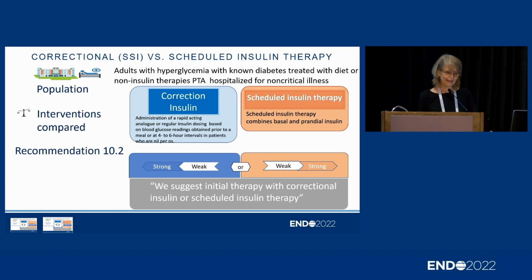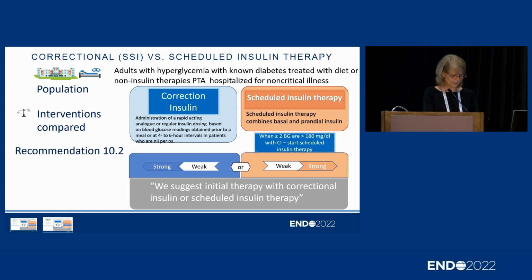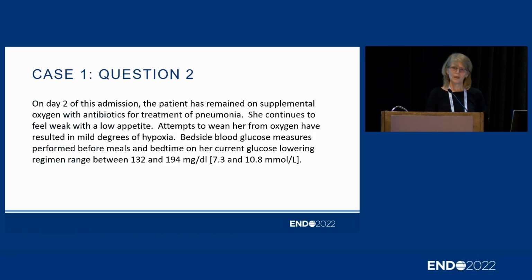What's not on the slide that was part of this is once the blood sugar is confirmed as being above 180 milligrams per deciliter, an admission blood glucose confirming it several hours later, which she was 193 several hours later, that this was an indication to change from correctional insulin alone to scheduled insulin therapy. So, let me just advance this here. There we go.